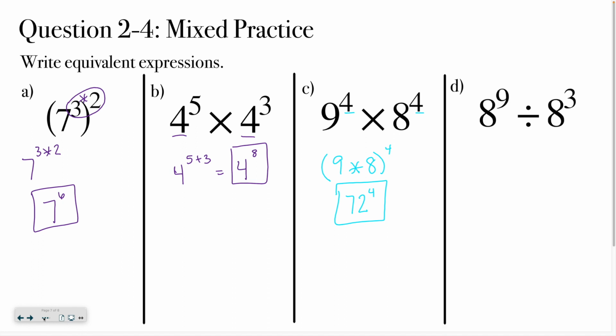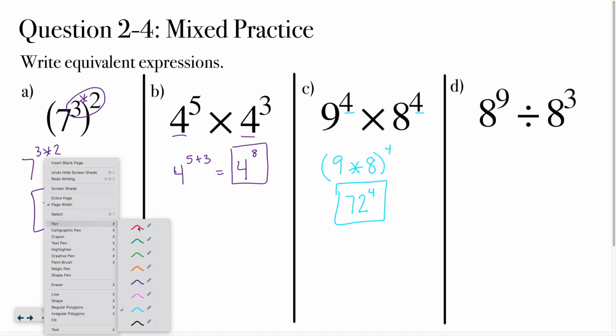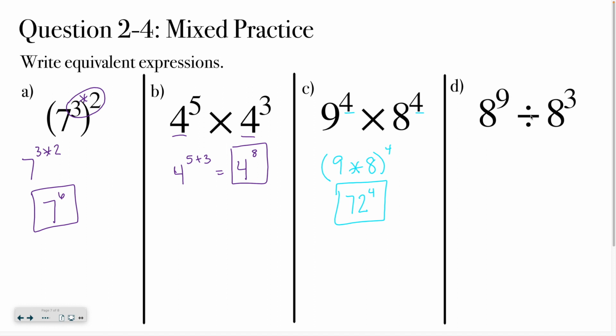Alright, the last problem for today is 8 to the 9th divided by 8 to the 3rd. Good luck. Alright, for this one, hopefully you ended up with 8 to the 6th power, but if not, please be sure to double check your work. Make sure you subtracted your exponents.